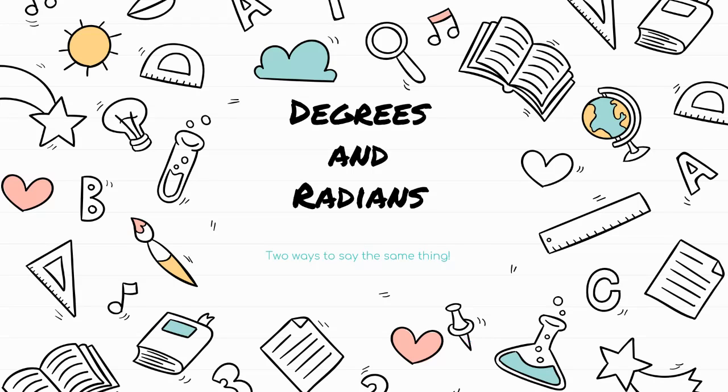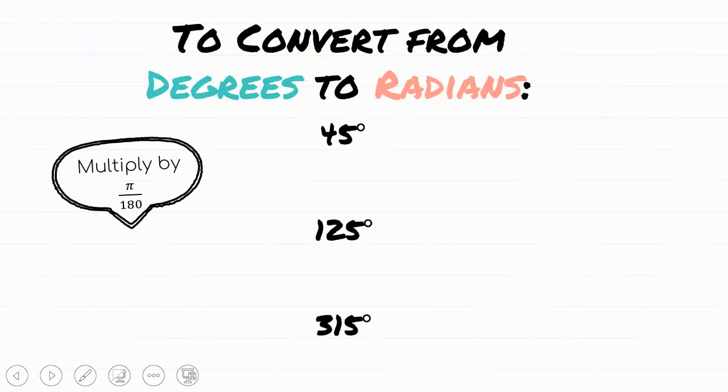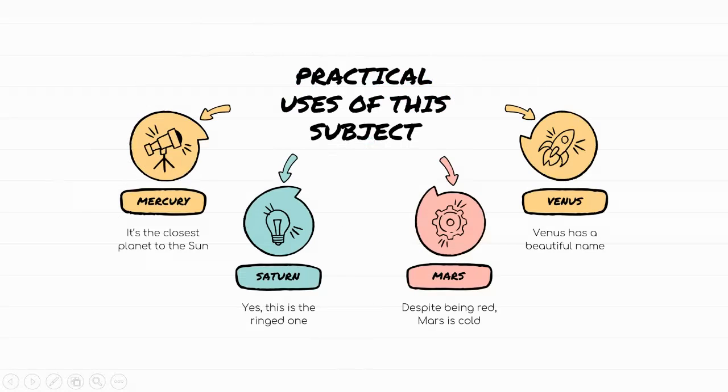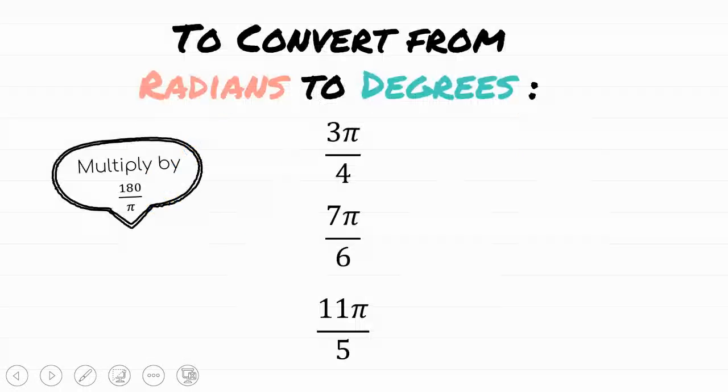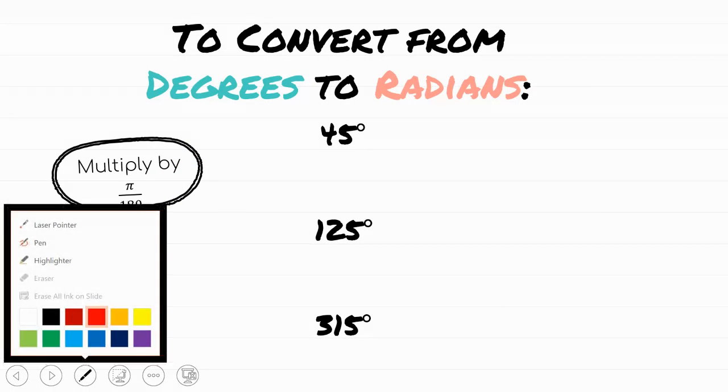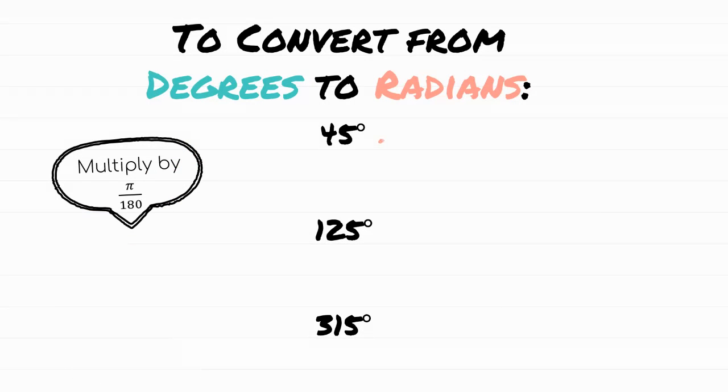So when we are, first of all, converting from degrees to radians, we multiply by pi over 180, and then we simplify from there. So I'm going to take this 45 degrees, and I'm going to multiply by pi over 180.